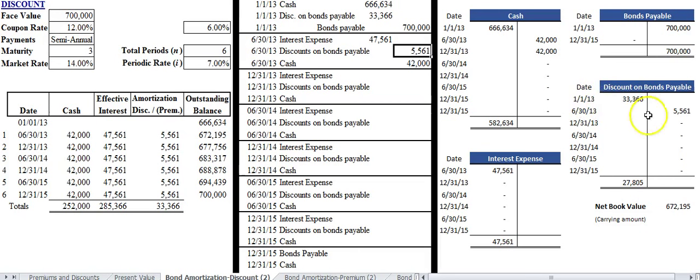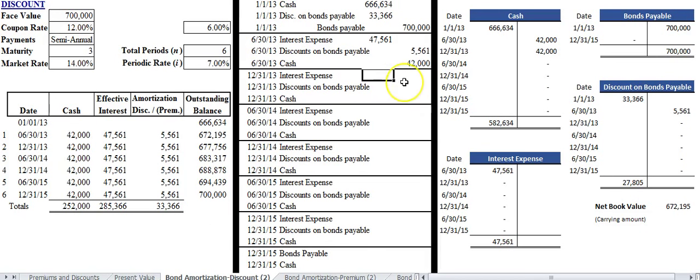Notice how the discount, now we're amortizing it. Now we're going to bring it down until it reaches zero. Look at the balance on the bond discounts payable, $27,805. Look at the net book value or carrying amount, $672,195. You see how that matches the amortization schedule? So everything appears to be fine.